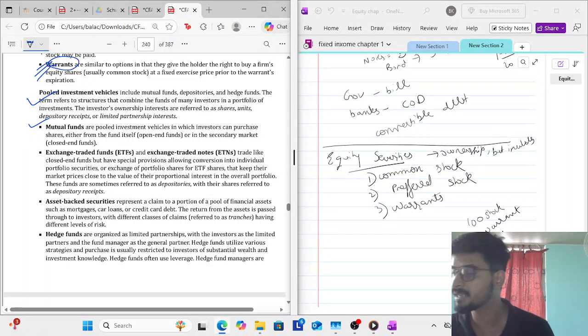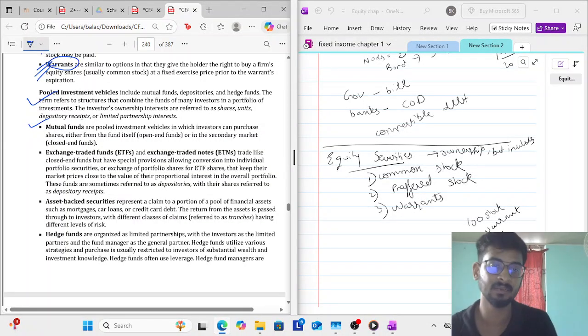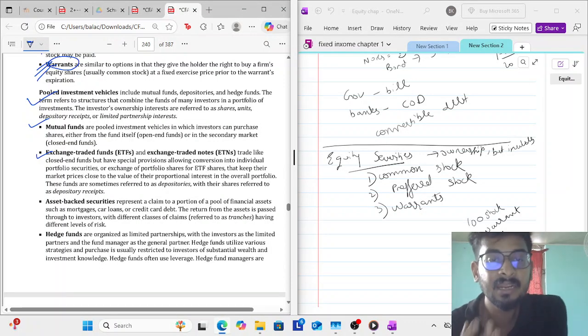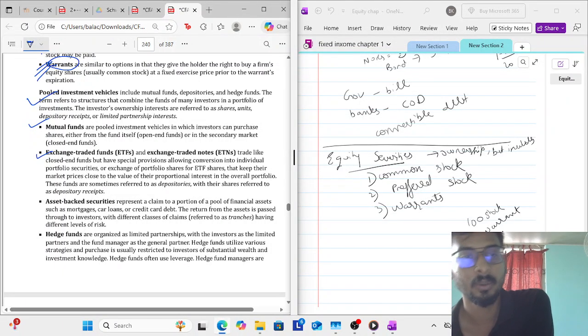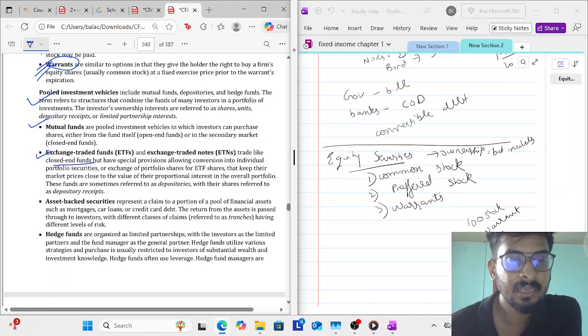And the second is exchange traded fund, ETF and ETN. It may be something new to you. What is ETF and ETN? ETF and ETN trade like closed-end funds but have special provisions allowing conversion into individual portfolio securities. Okay, so these are basically closed-end funds.